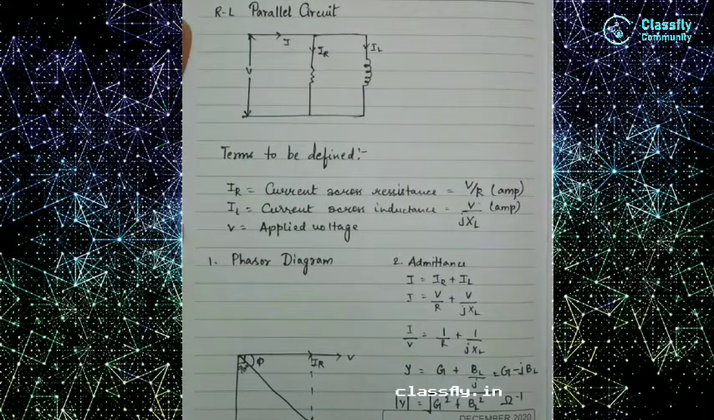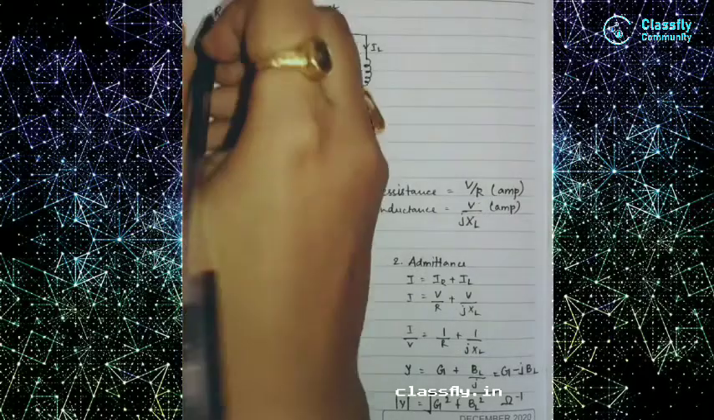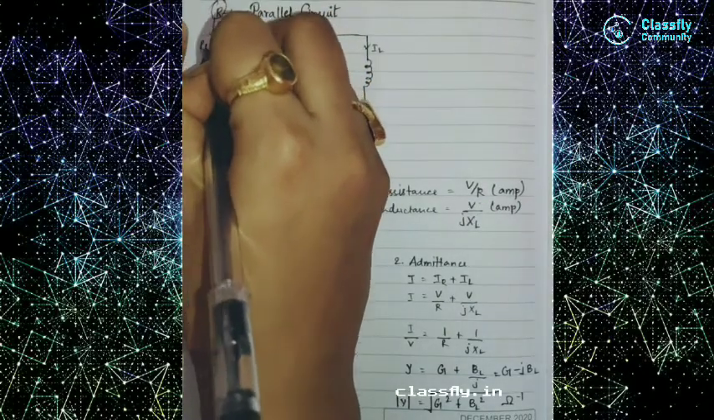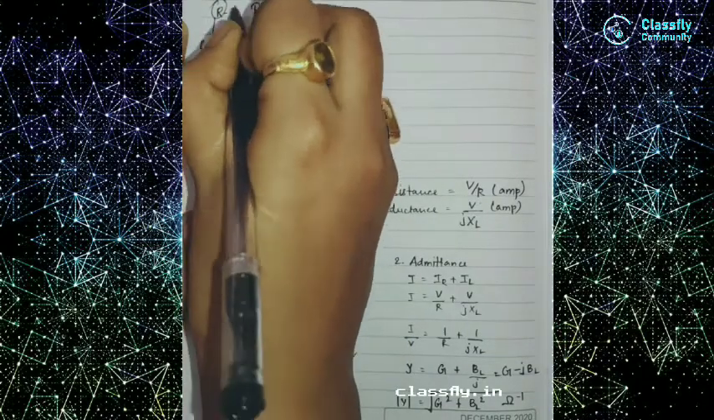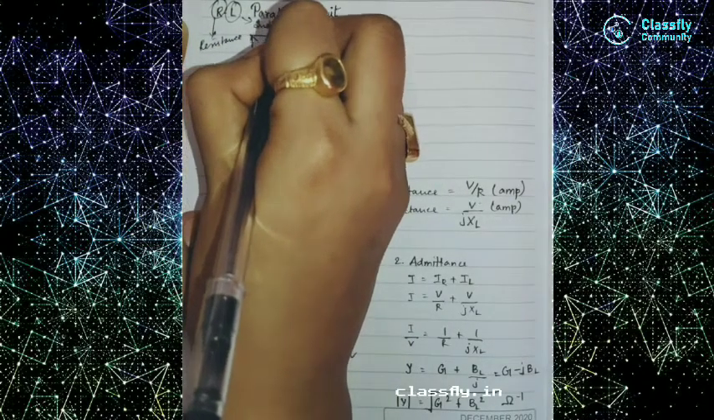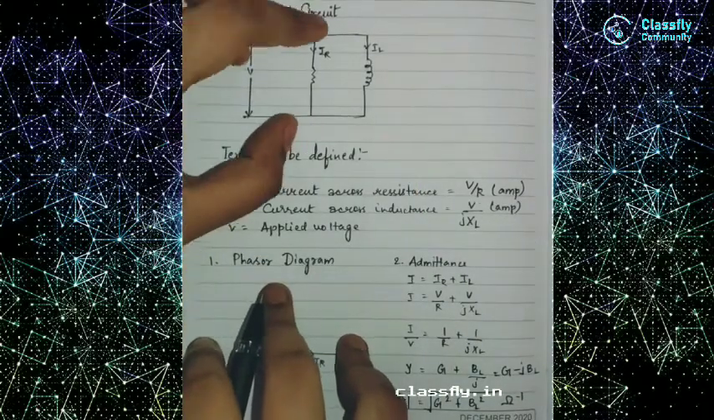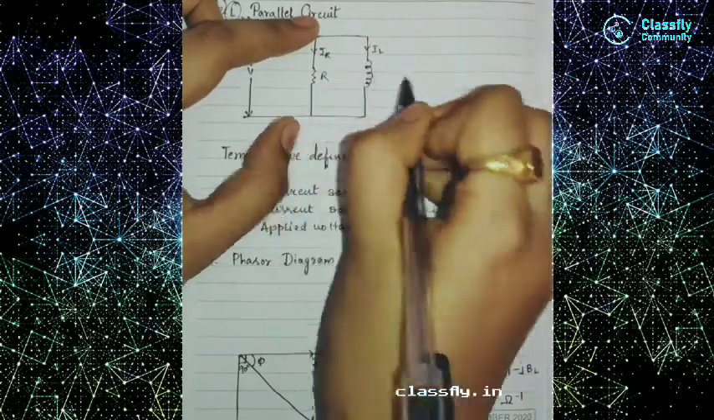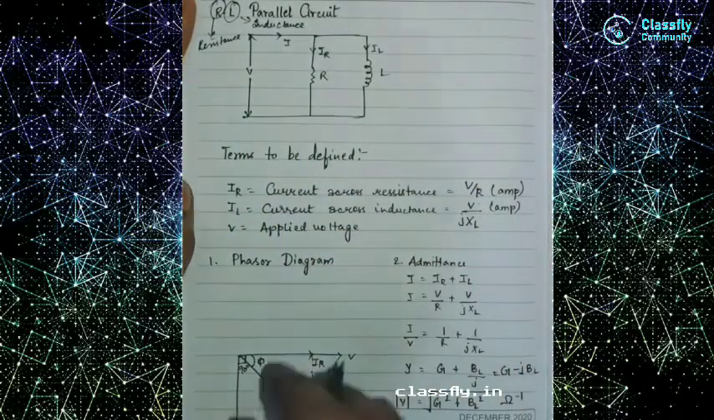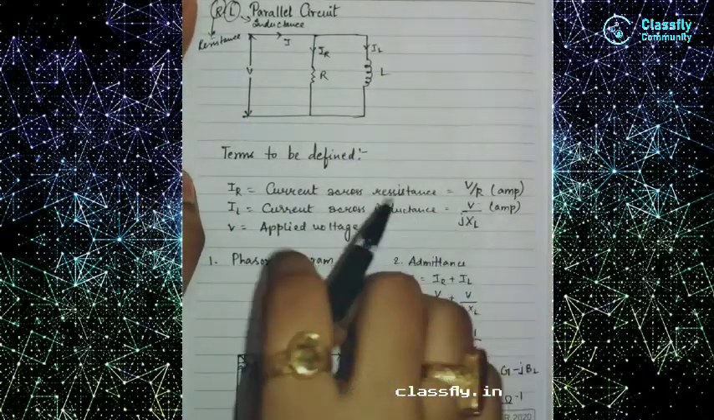So we are done with the RLC series circuit. Let's begin with the RL parallel circuit. We all know that in a parallel circuit the current gets divided. That means it's a junction from where the currents get divided, but the voltage remains the same. So here our resistance R and our inductance L will be parallel to each other. That means the current will get divided at the R as well as at the inductance L. So first of all, we will define the terms.